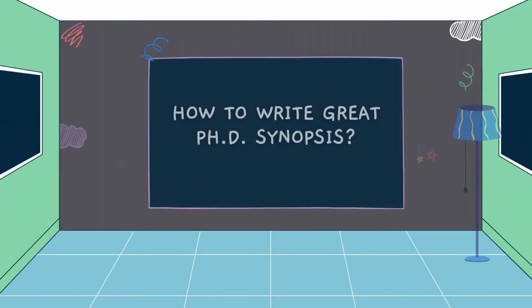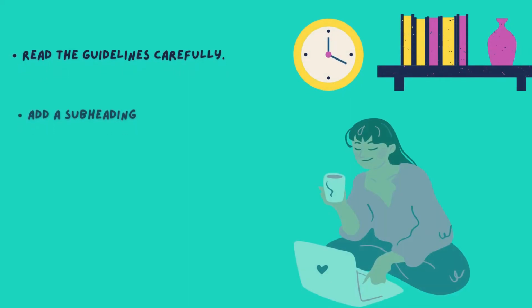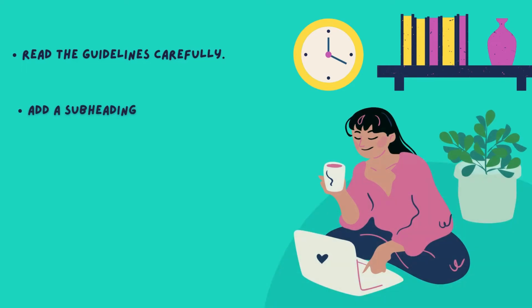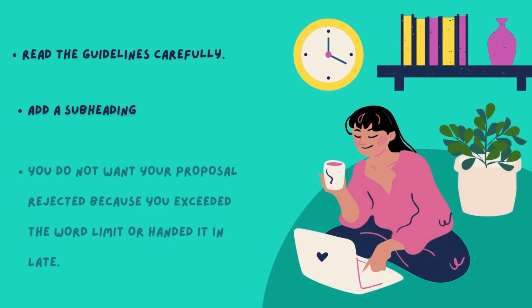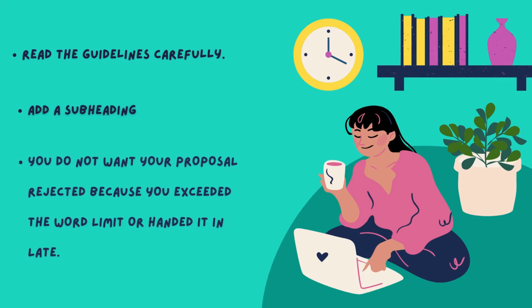How to write a great PhD synopsis? The first step to writing a PhD synopsis is to read the guidelines carefully. You need to be completely certain that you understand when the application is due, the required format, and that you have completed all of the required sections. Most departments receive many applicants, and scholarships are highly competitive. You do not want your proposal rejected because you exceeded the word limit or handed it in late.